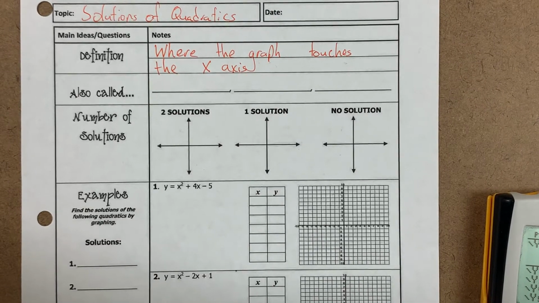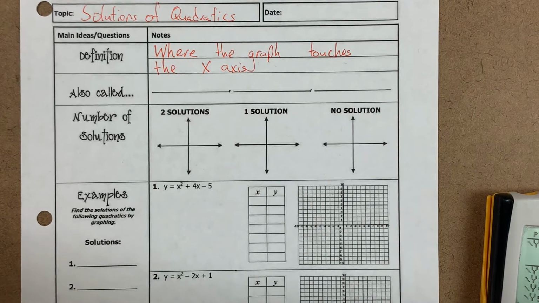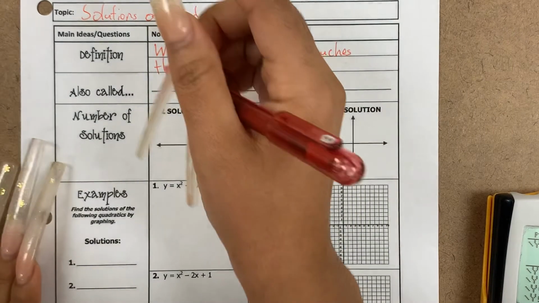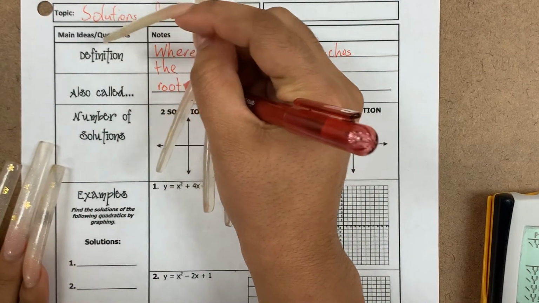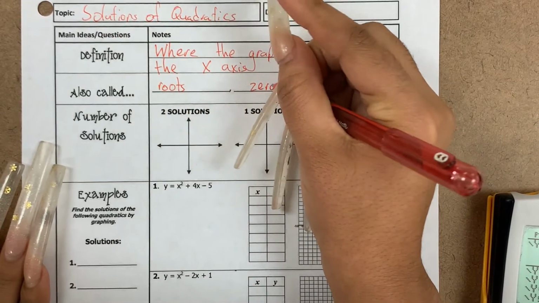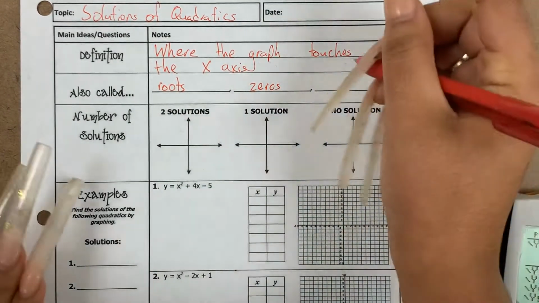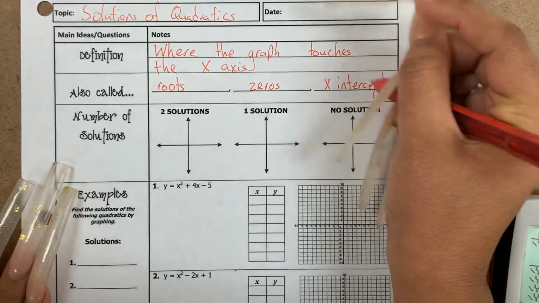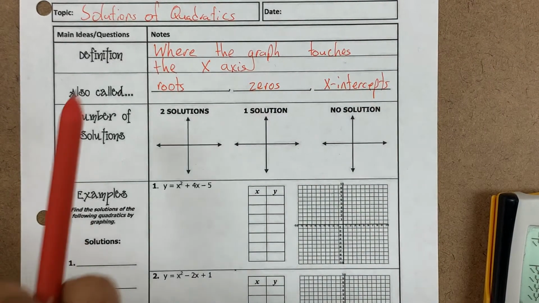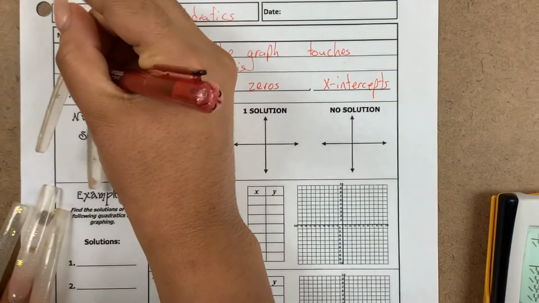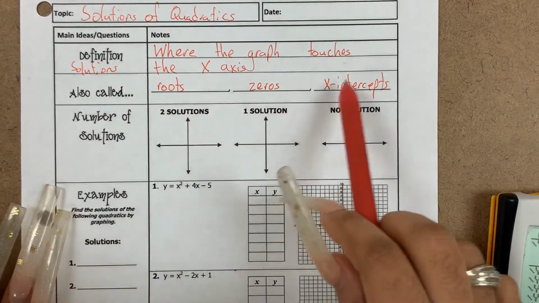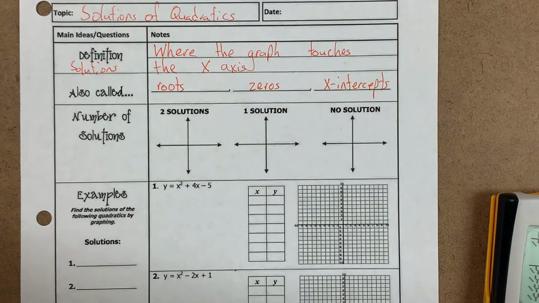Solving solutions of quadratics. The definition is where the graph touches the x-axis. So solutions have three other names. They are called roots, zeros, and x-intercepts. So they have four names: solutions, roots, zeros, and x-intercepts. They all mean where the graph touches the x-axis.